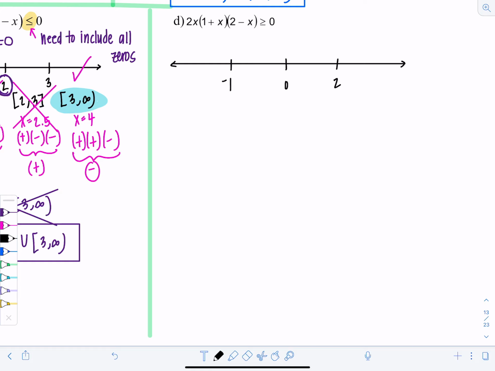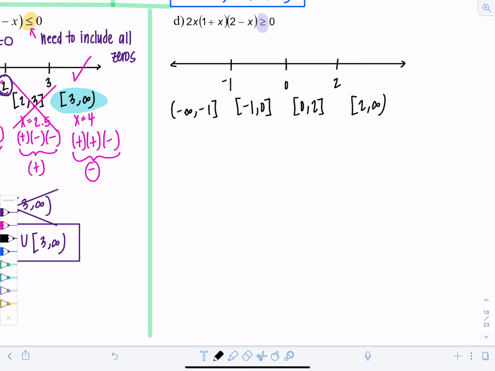Okay, what are our intervals? So we've got negative infinity to 0. I'm going to include it. Why? Because this inequality is inclusive. It's greater than or equal to 0. Then the next intervals are from 0 to 1, 1 to 2, and 2 to infinity.